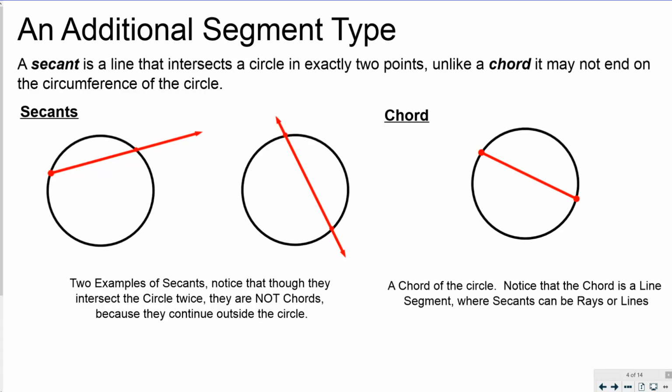So if you look at the two examples that I have of secants on the left, one of them is a ray starting on the circumference of the circle on the left, and then it crosses through the circle circumference on the right, and it continues. So that is an example of a secant. Another example of a secant looks like a chord, but instead of ending on the circle, it continues through the circle in both directions. So notice that even though they intersect the circle twice, they're not chords because they continue outside of the circle. And then I put a chord on the right so you could differentiate between the two. A chord, remember, is a line segment, where secants are going to be rays or just full-on lines.